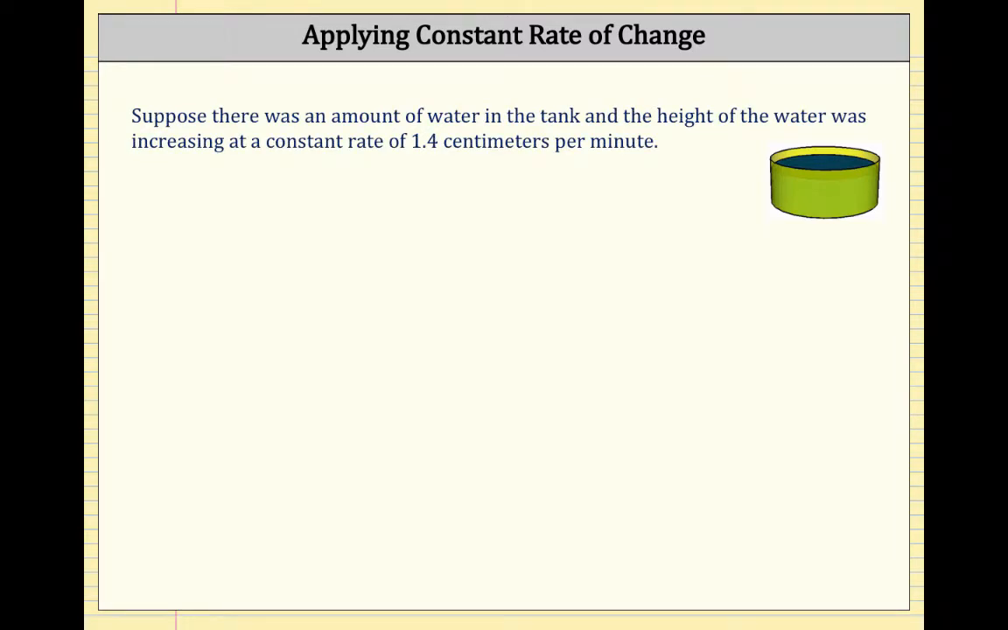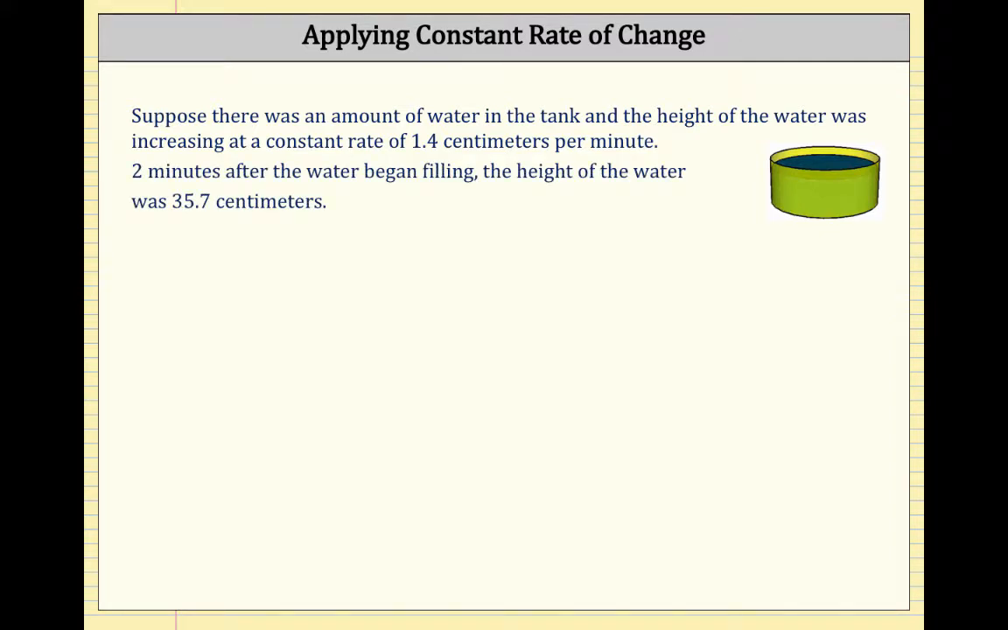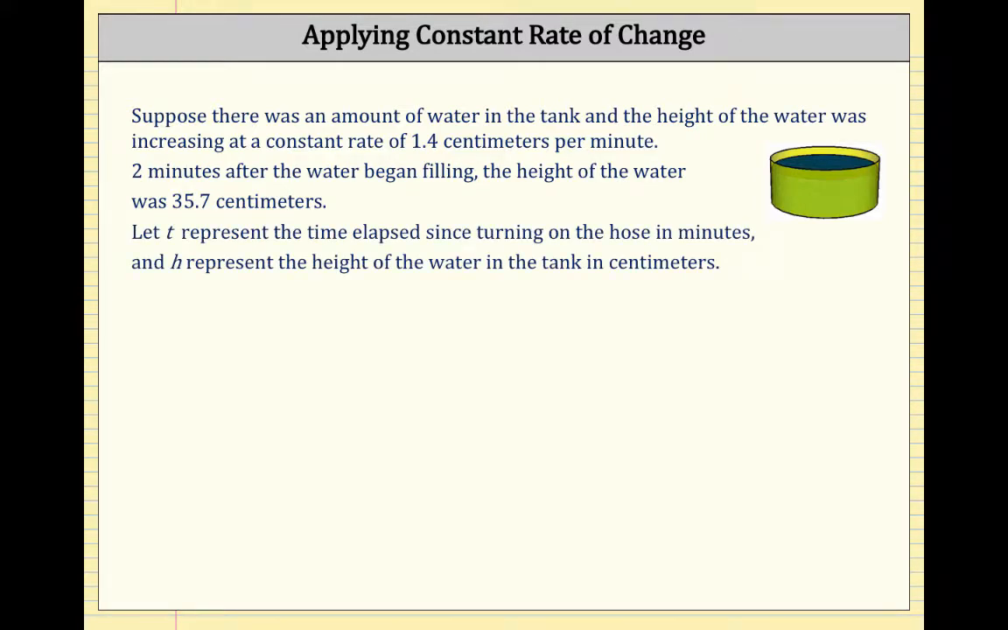So let's look at an example. Suppose there is an amount of water in the tank, and the height of water was increasing at a constant rate of 1.4 centimeters per minute. 2 minutes after the water began filling, the height of the water was 35.7 centimeters. Let t represent the time elapsed since turning on the hose in minutes, and let h represent the height of the water in the tank in centimeters.